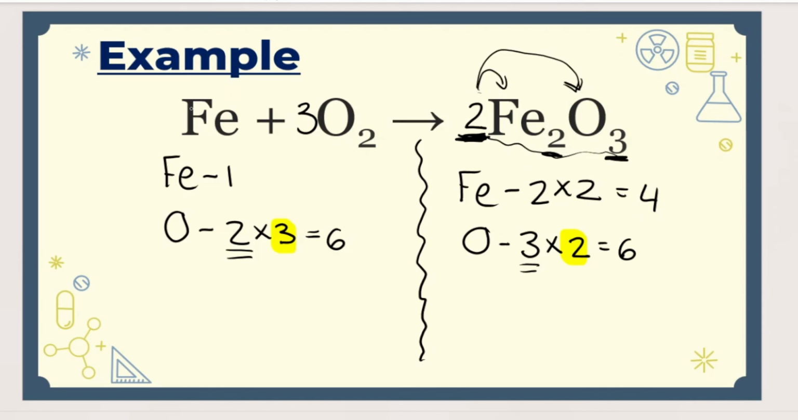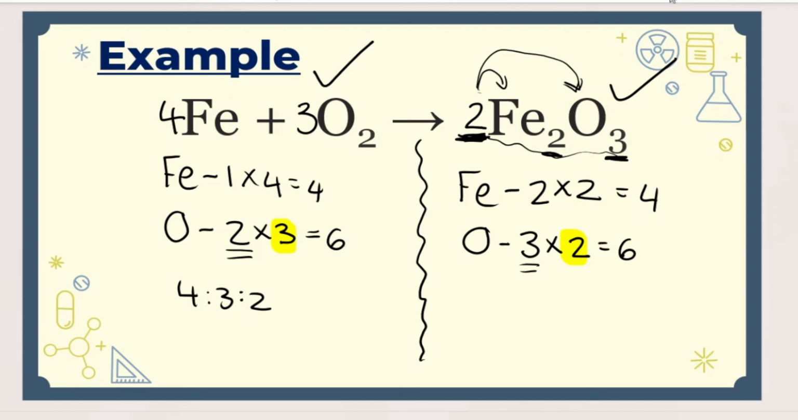Okay, so now I have 4 irons on my product side, and I only have 1 on my reactant side. But this is a nice easy fix, especially because iron is standing alone. So I'm just going to multiply this by 4 as well. So I'm going to put a big 4 over there. And now my equation is balanced. Always remember to just check your final ratio. So it's 4 to 3 to 2, which is as simple as it can get. So I know that I've balanced correctly.